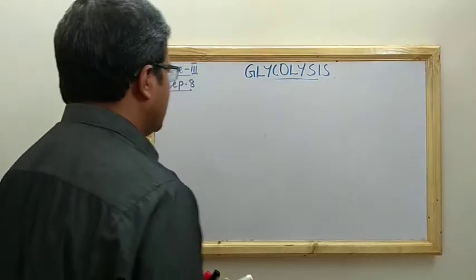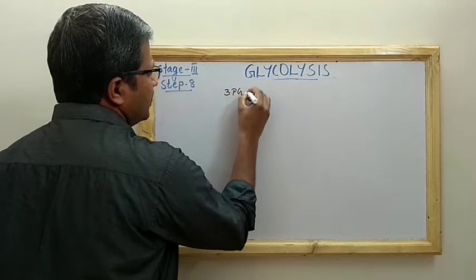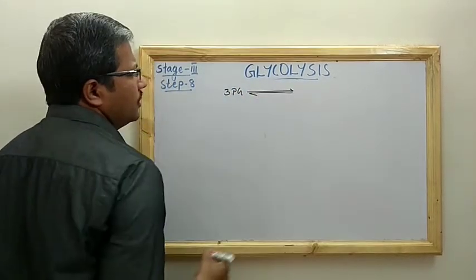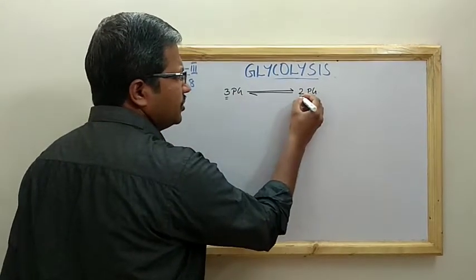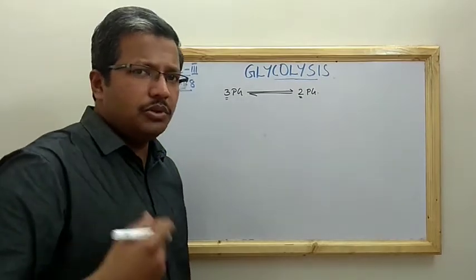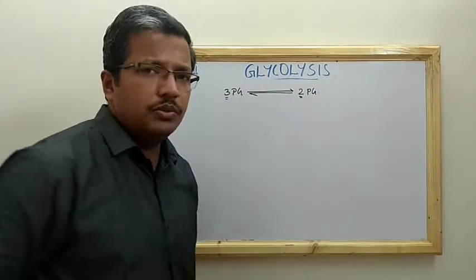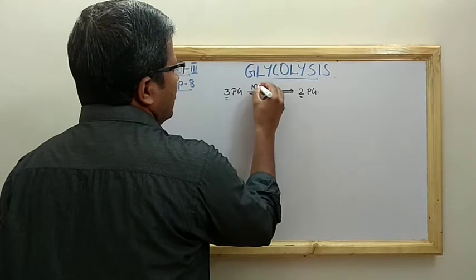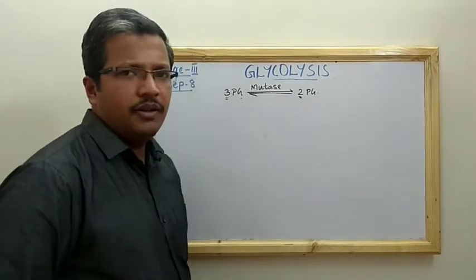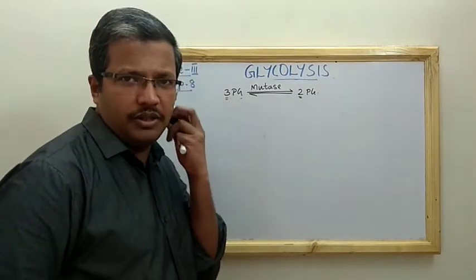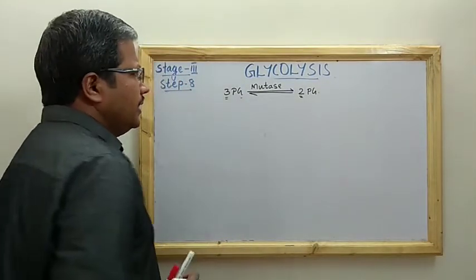So let us see that particular reaction. This is nothing but 3-phosphoglycerate reversibly converted into 2-phosphoglycerate. As it is just a change in position, there is no addition or deletion of any atom or molecule. Just changing position. So no other molecules are involved. You can see the enzyme is nothing but mutase. We can say phosphoglycerate mutase, or even if you are just writing mutase, it's okay. So phosphoglycerate mutase or mutase will be catalyzing this particular reaction.